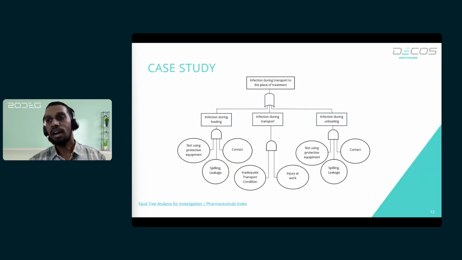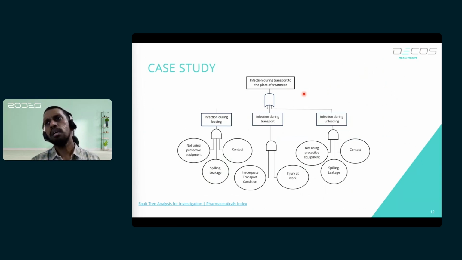So just in case, let's correlate this with medical equipment. Medical equipment is manufactured at one particular point and is put into use at another point, right? So obviously it is going to involve some amount of transport. So there is always a possibility of an infection occurring whenever we are transporting a device from one place to another place, right?